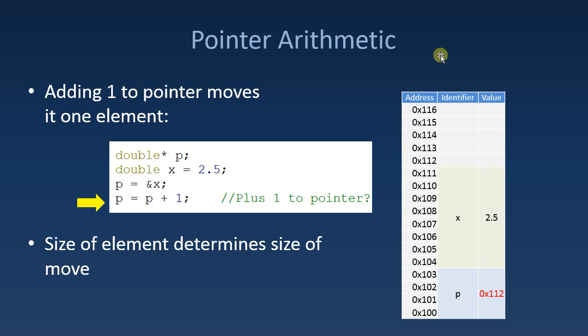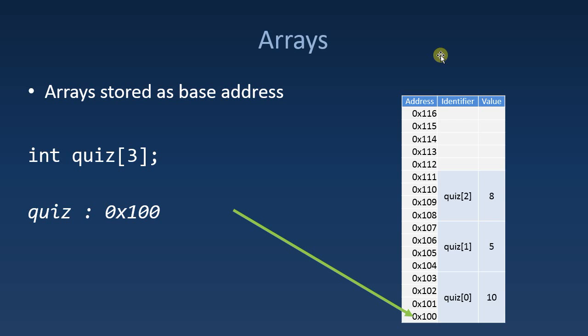Behind the scenes, this is exactly how arrays work. We've been exposed to this idea that arrays consist of a base address, and then the index is an offset from there. So if I declare an array quiz of size 3, what I really get is 3 consecutive integers in memory. And quiz itself, if I just use the word quiz, would correspond to the address where the first element is located, that base address.